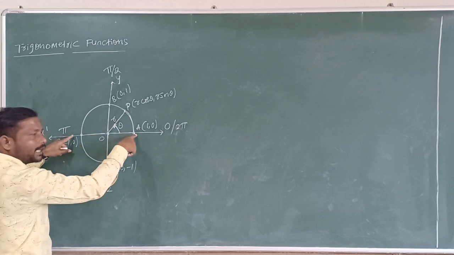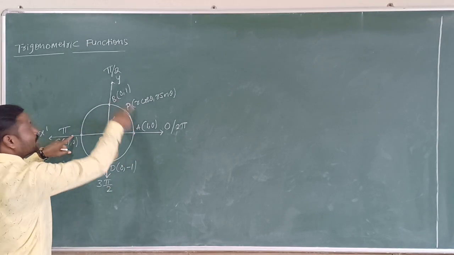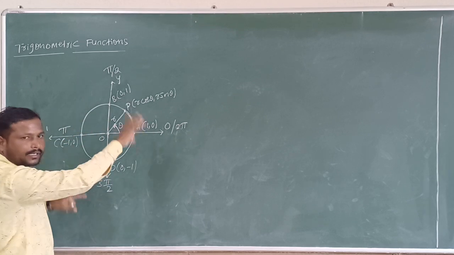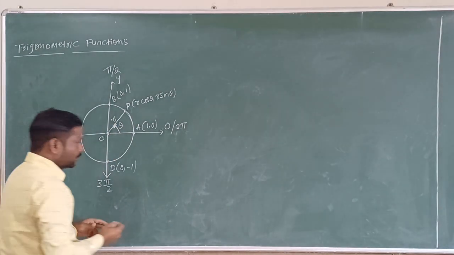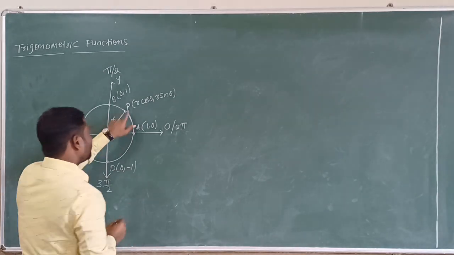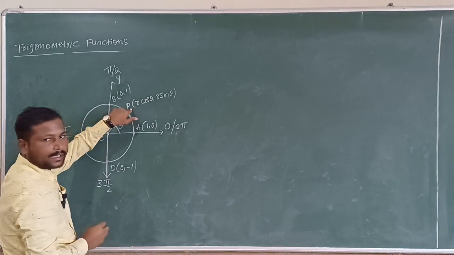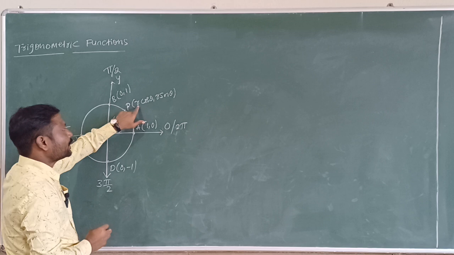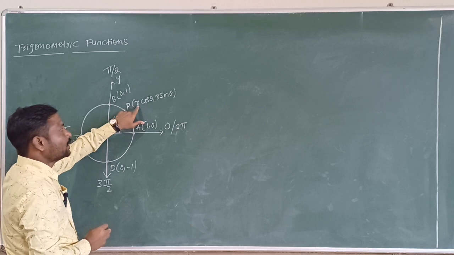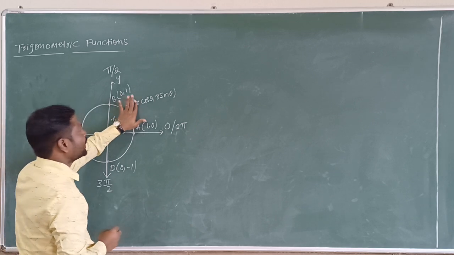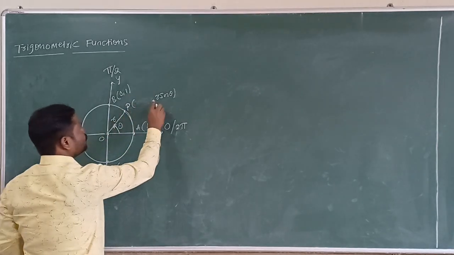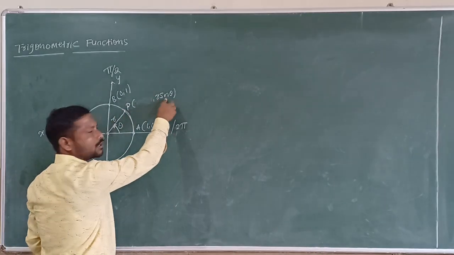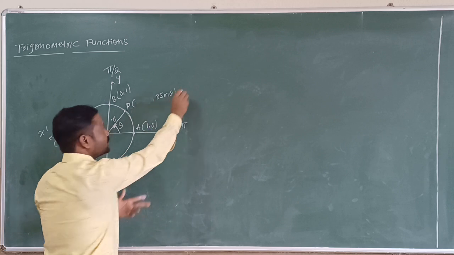Next it is 4 pi, 5 pi, 6 pi, 7 pi, 8 pi, 9 pi, and so on, right? Next, what is P here? The coordinate of the point. R is the radius of the circle. What is R equal to in centimeters? 1 centimeter. Therefore R into cos theta is 1 into cos theta, and 1 into sin theta, that is sin theta only.